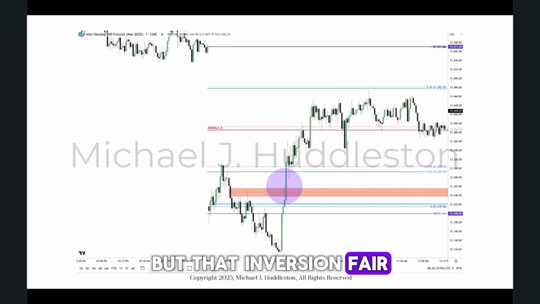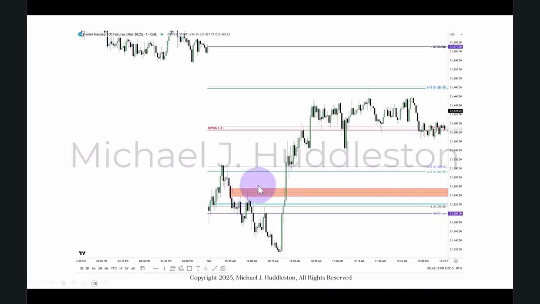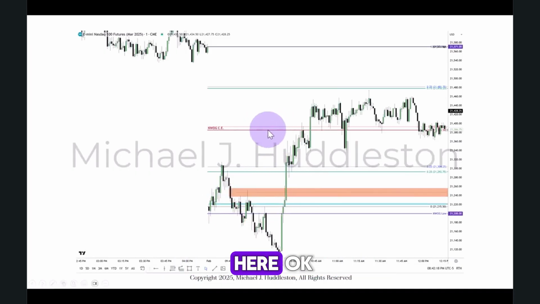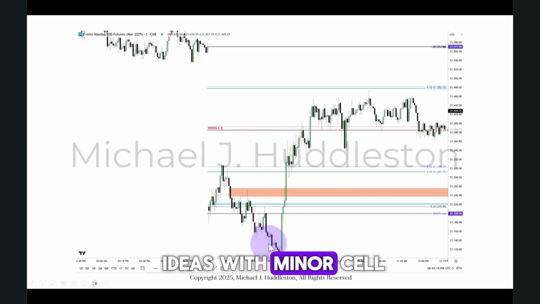But that inversion fair value gap here, I want to be going long, aiming for this area up here, okay? So we walked through this morning. I gave you some ideas with minor sell-side liquidity pool, which I'll show you in a moment what that was.